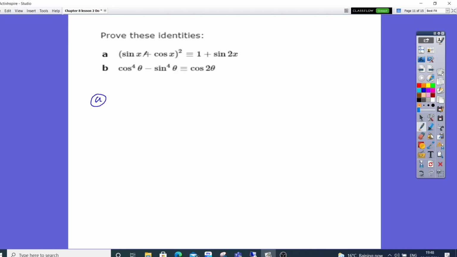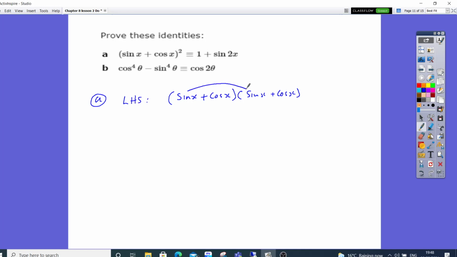So what we've got here is (sine x plus cos x) all squared. Prove that it's equal to 1 plus sine 2x. So the best way to do this is start with the left hand side. You get sine x plus cos x, and I'm going to square it. Okay, so I'm just going to put (sine x plus cos x)(sine x plus cos x).